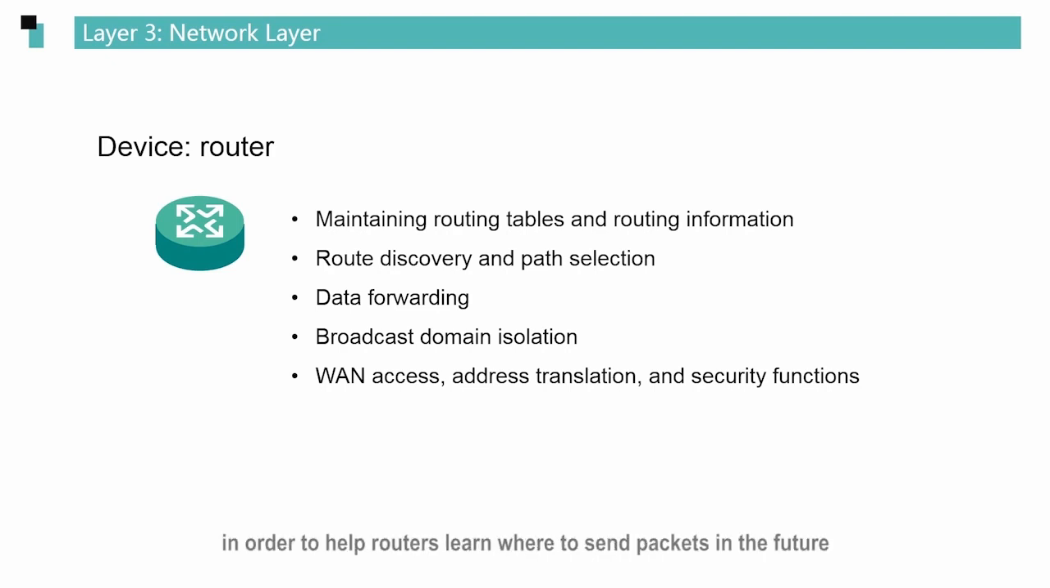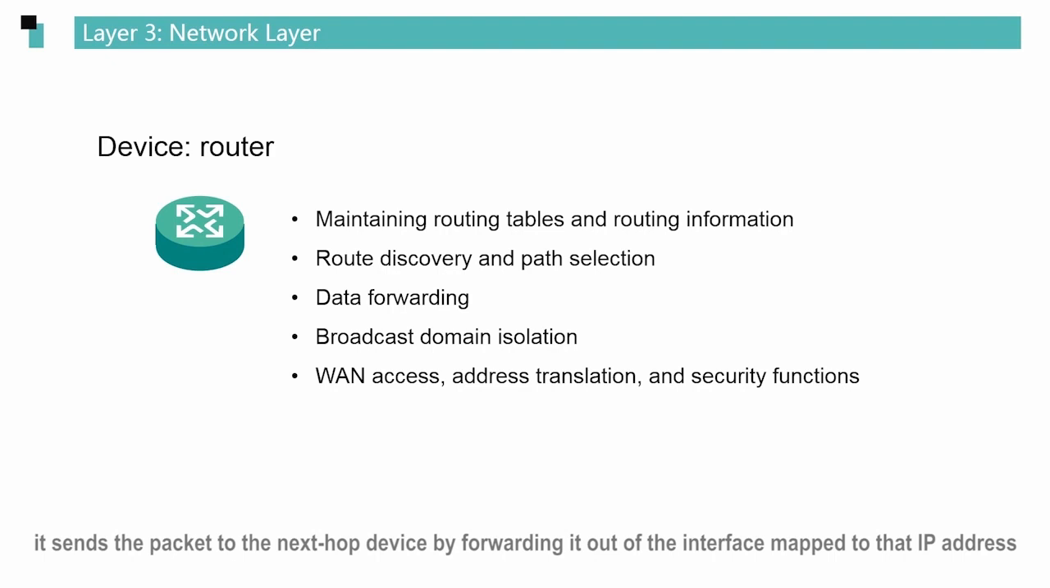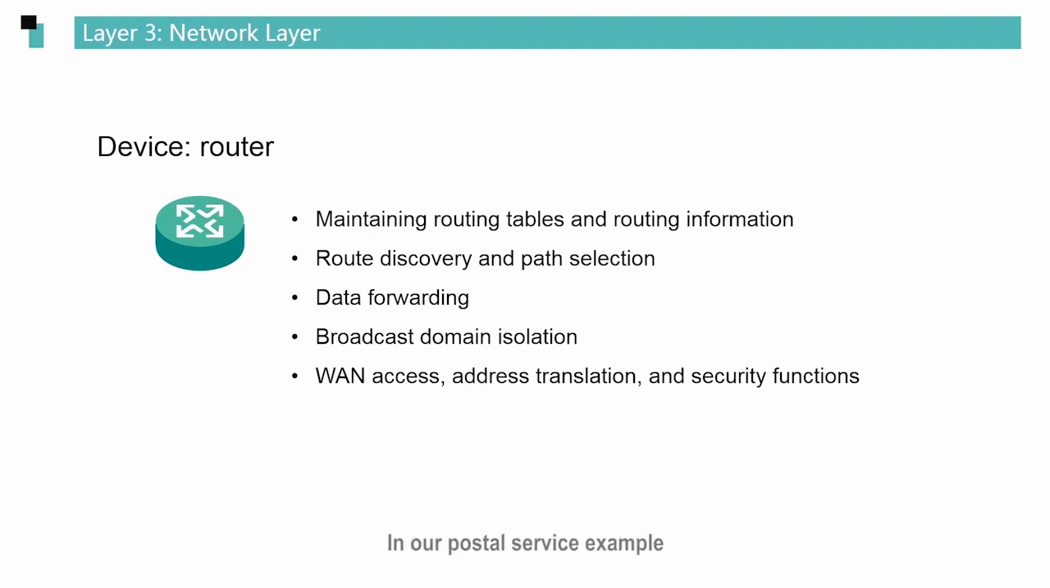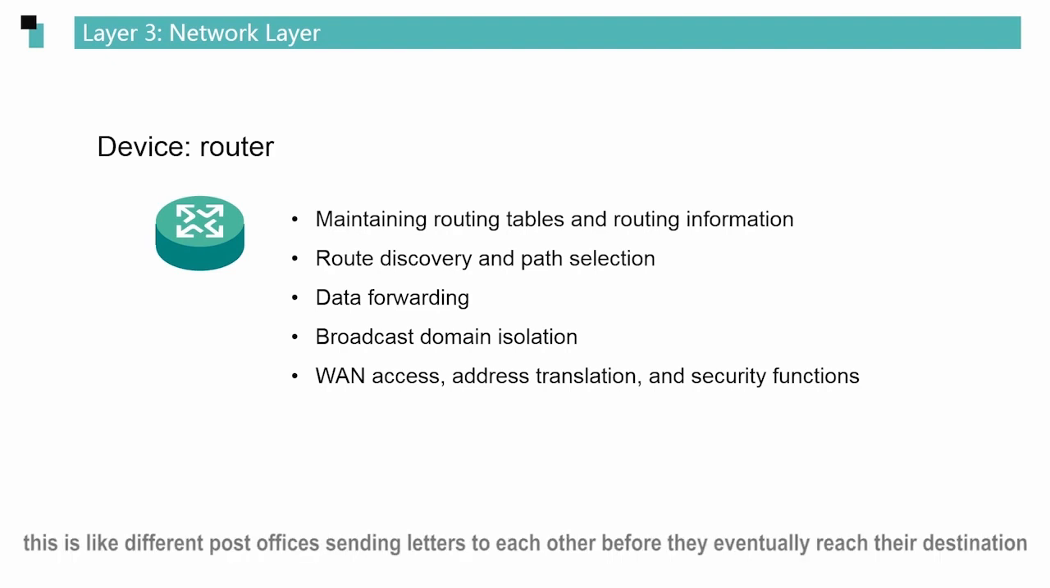In order to help routers learn where to send packets in the future, when the router receives a packet, it finds the destination IP address in the packet header and looks it up in its routing table. Once it finds a matching entry, it sends the packet to the next hop device by forwarding it out of the interface mapped to the IP address. In our postal service example, this is like different post offices sending letters to each other before they eventually reach their destination.